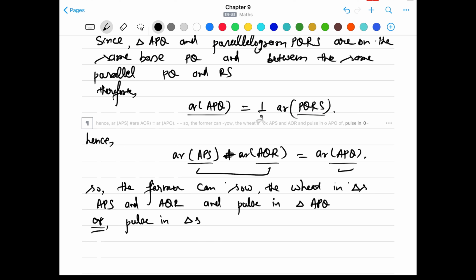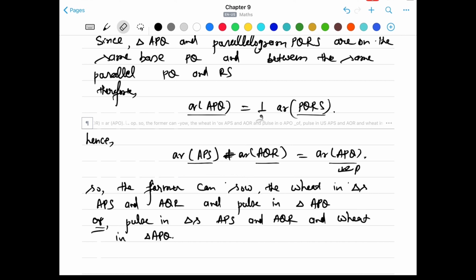pulses in triangles APS and AQR and wheat in triangle APQ. Okay, so she can either sow pulses in these two triangles and wheat in this one, or she can also sow wheat in these two and pulses in this one.